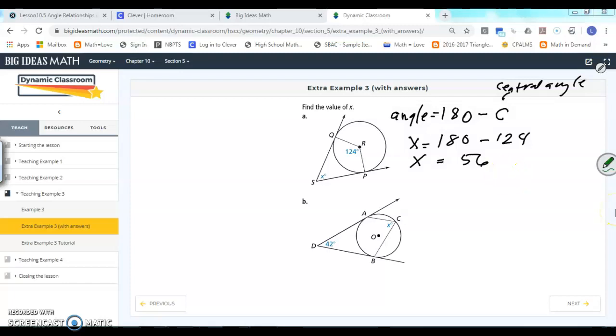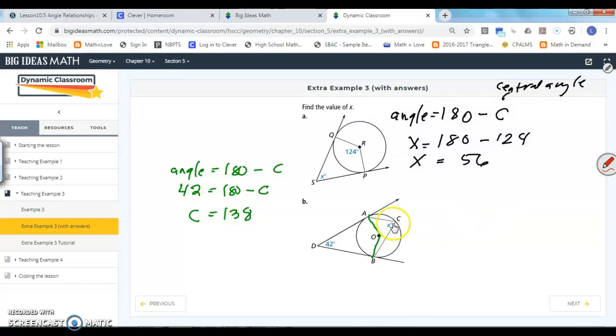Now for the last example, there is no direct relationship between 42 and x. Remember, in the formula, you need the central angle, but we don't have the central angle here. However, we can draw a segment from A to O to B. So that's your central angle. To find the central angle, we're going to use the same formula I wrote earlier. It's 180 minus C. So the angle, which is 42, goes here. So the circumscribed angle is 180 minus the central angle. That gives you C is equal to 138. So how does that help us find x?